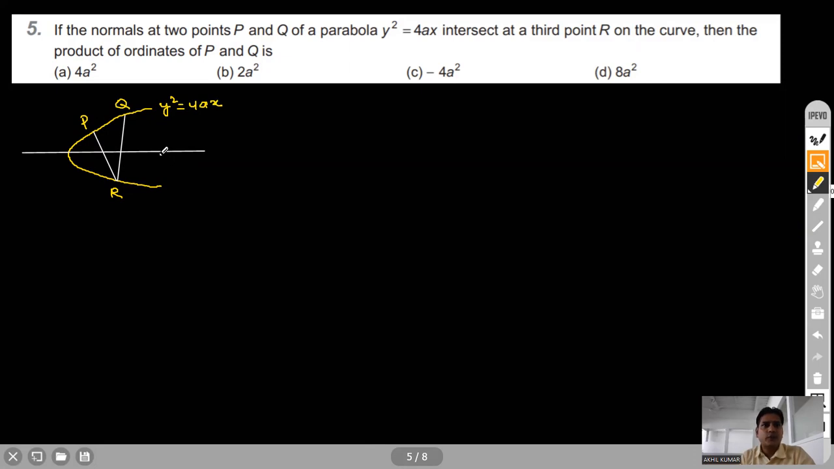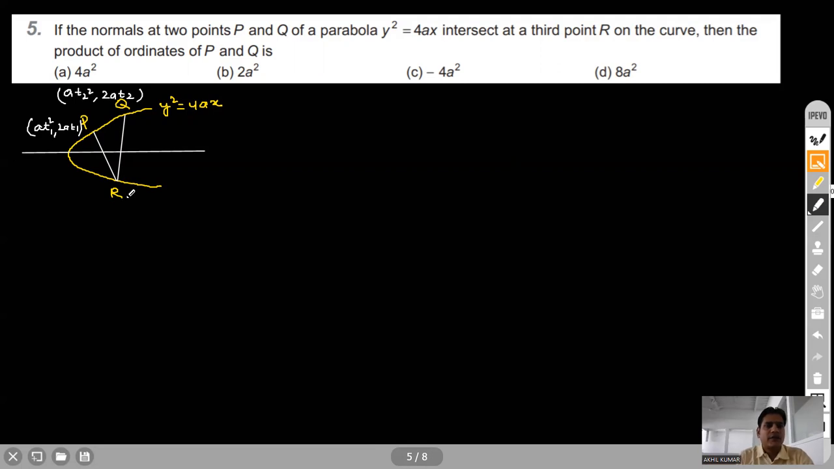Now what we need to prove, we have to find the product of ordinates of P and Q. So let me take this point P as at1 square, comma 2at1. So this is the coordinate of P. And let me take the coordinate of Q as at2 square, comma 2at2. Okay.